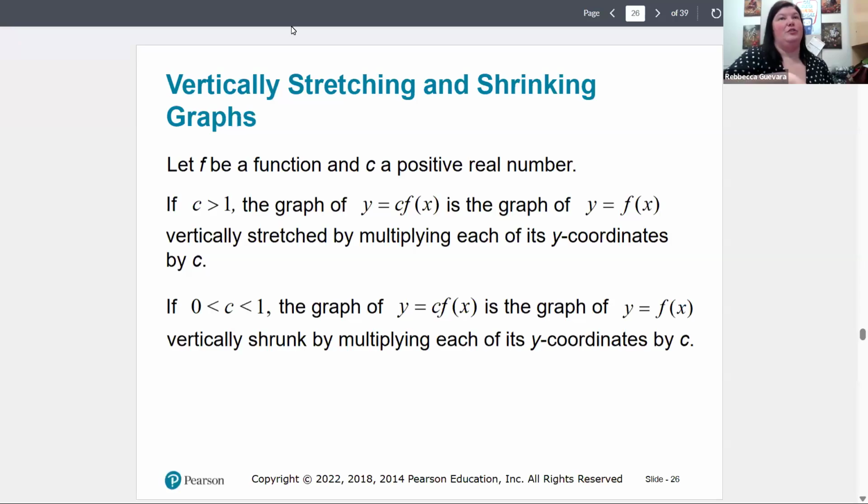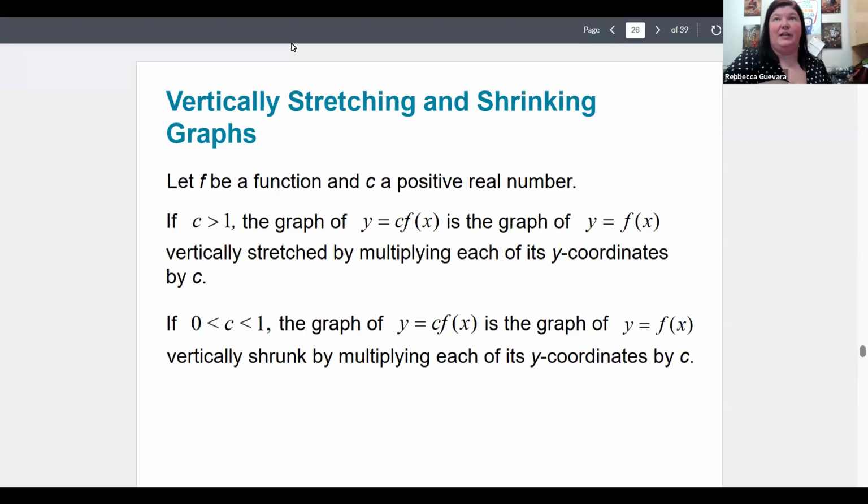All right, we're going to do stretches and shrinking. So we're going to start with the vertical stretching and shrinking. So in this case, f(x) is still going to be a function. C is going to be a positive real number.